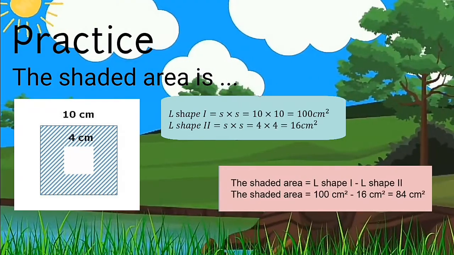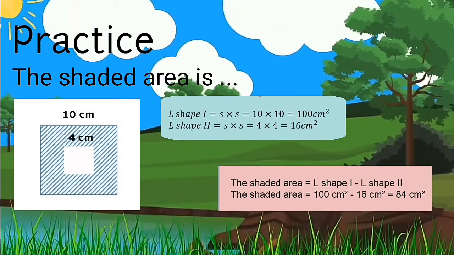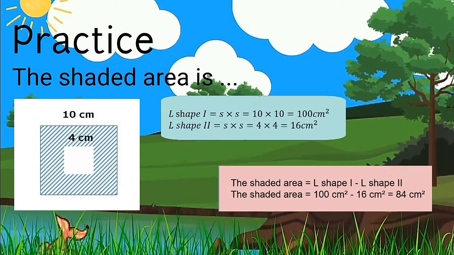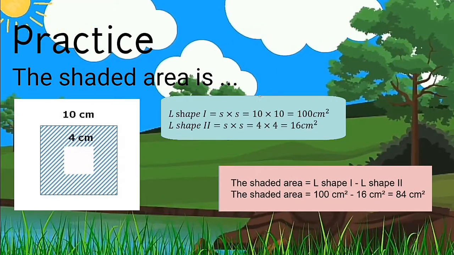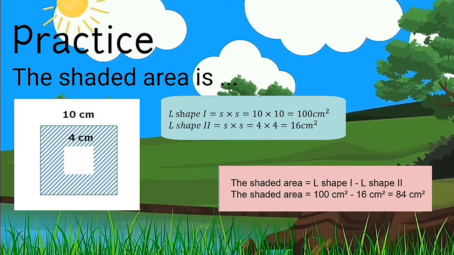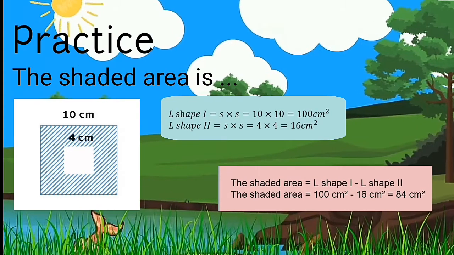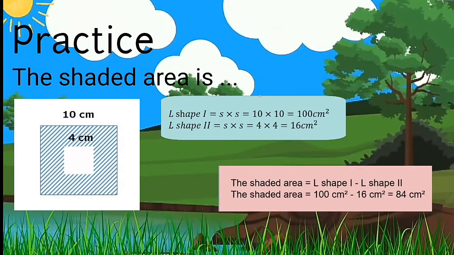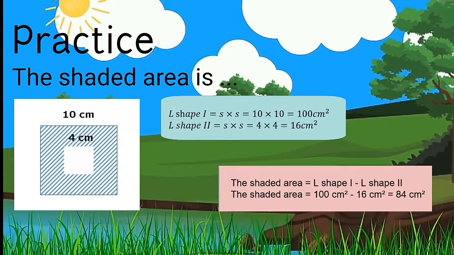The shaded area equals L shape 1 minus L shape 2. The shaded area equals 100 centimeters squared minus 16 centimeters squared equals 84 centimeters squared.